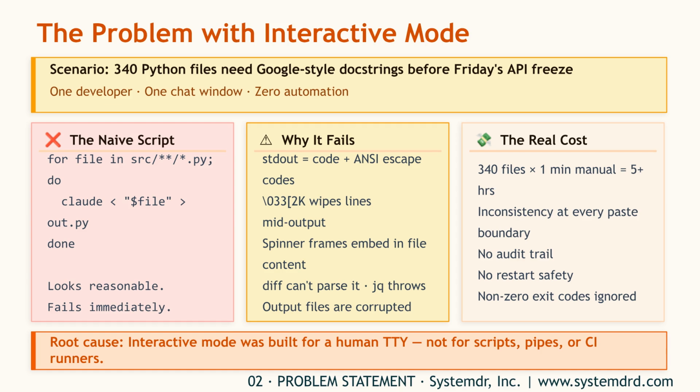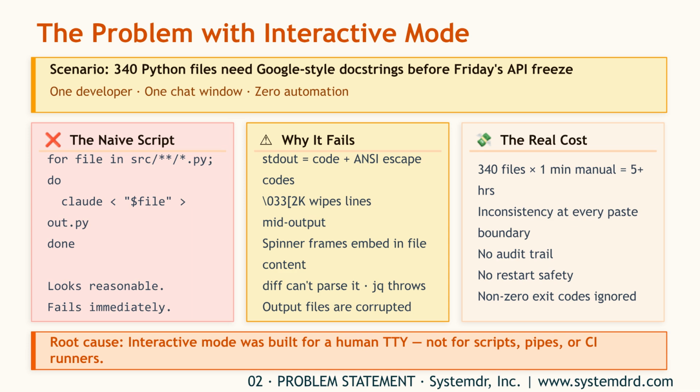The diff command can't parse it. jq throws a parse error. The file is corrupted. The real cost isn't just time, it's consistency. Every developer doing this manually produces subtly different docstring formats. There's no audit trail. And if your script gets interrupted at file 200, you have no idea which files were done and which weren't. The root cause is architectural.